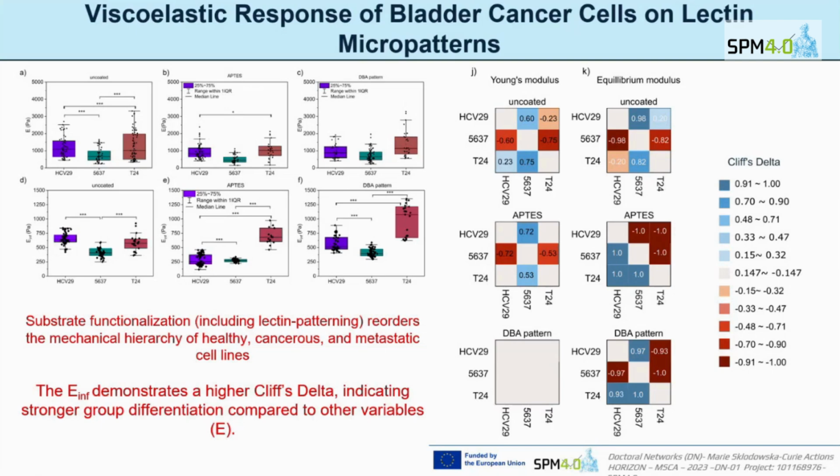And what is important here is that you can see that the relation between each pair of those cell lines is not preserved. So this substrate modification changes the viscoelastic phenotype of cells. So the results we can obtain on one type of substrate won't be translated if we put cells on a different substrate, on a different protein.